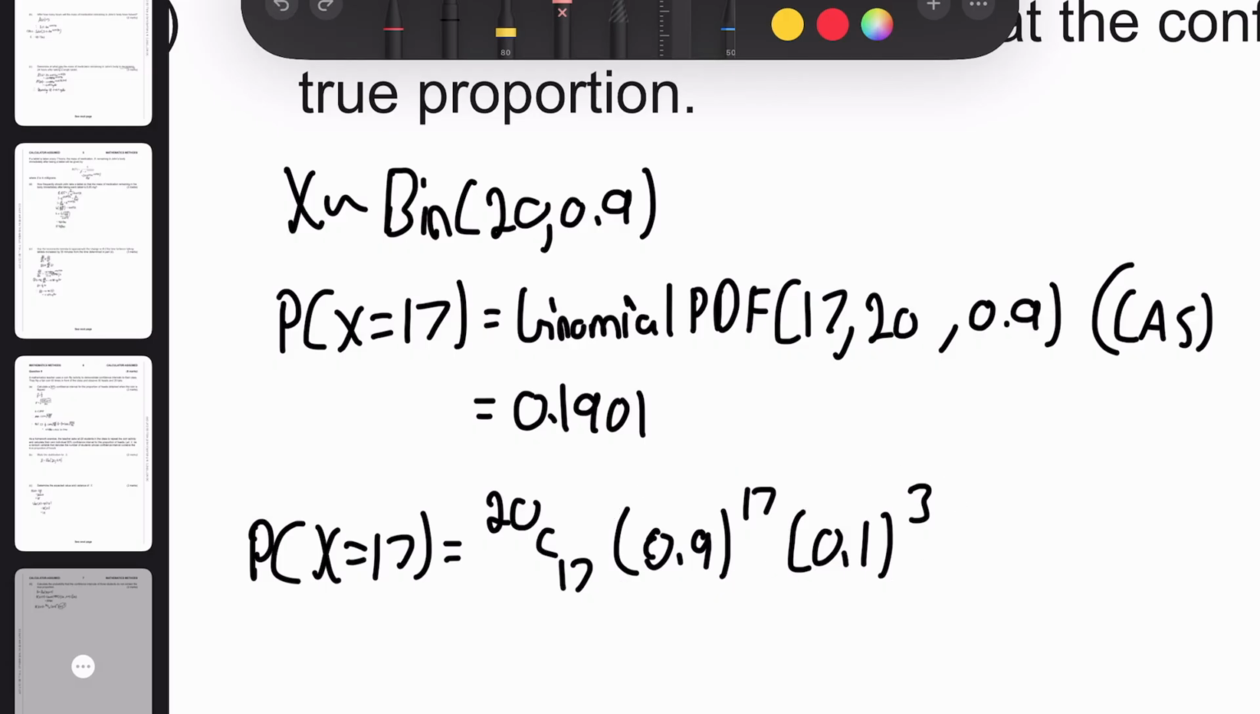So if I go keyboard, I forgot where, I think it's in advanced, yes, nCr 20, 17, times 0.9 to the power of 17 times 0.1 to the power of 3. It also gives us the same, 0.1901.